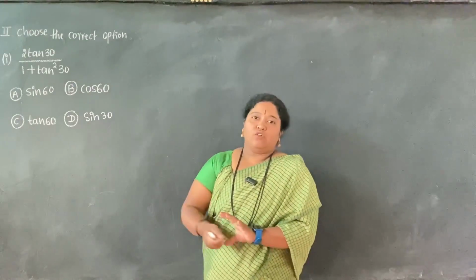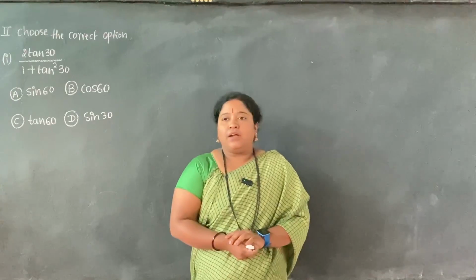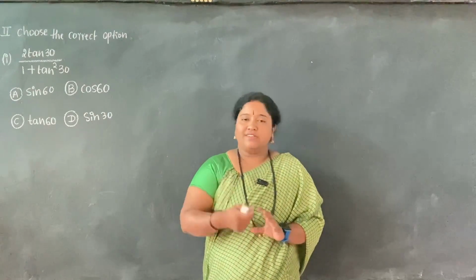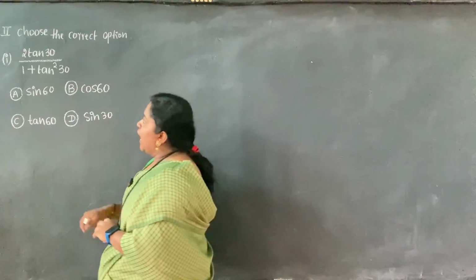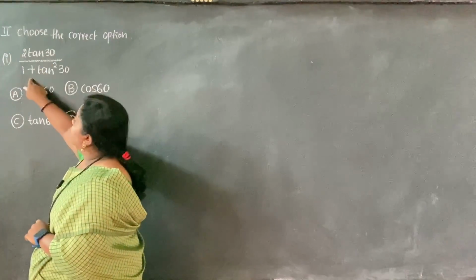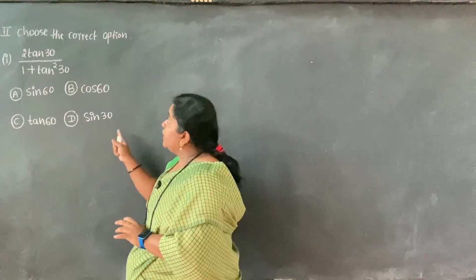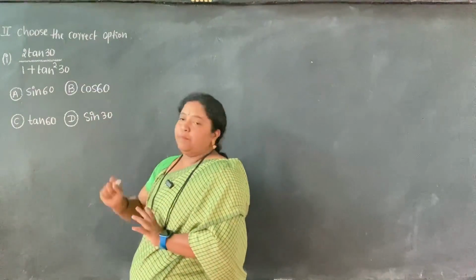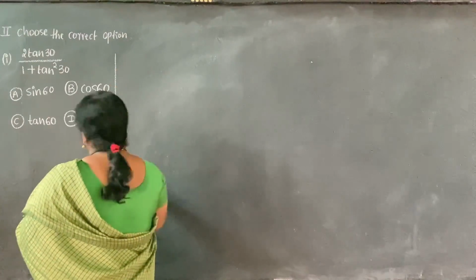Fine. So we'll solve some questions related to the next exercise, that is 8.2. Try to remember all the things that we have discussed in the previous classes. Fine. So we'll see the next question. We have here 2 tan 30 divided by 1 plus tan square 30. We need to choose the correct option here. Options are provided. Fine. So we'll simplify this and we'll reach the answer.